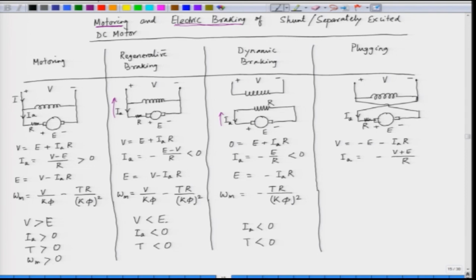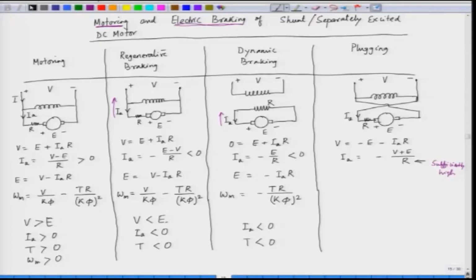So, we have to understand that in plugging we reverse the armature voltage. So, the resistance has to be sufficiently high. So, when we go for plugging, the armature resistance has to be sufficiently high to limit the current through the armature, otherwise there will be over current.